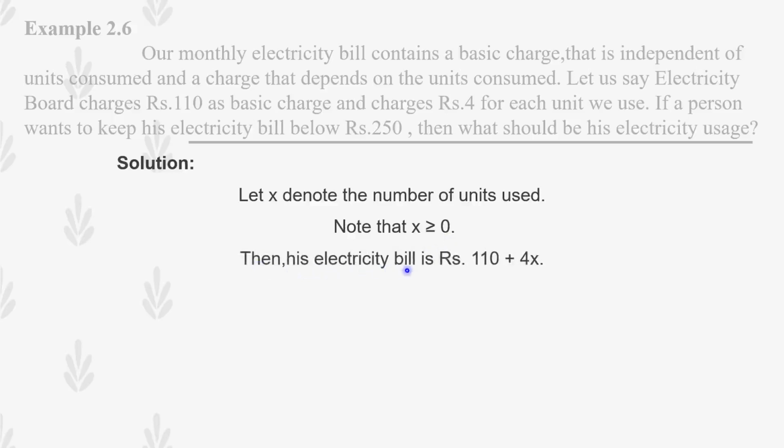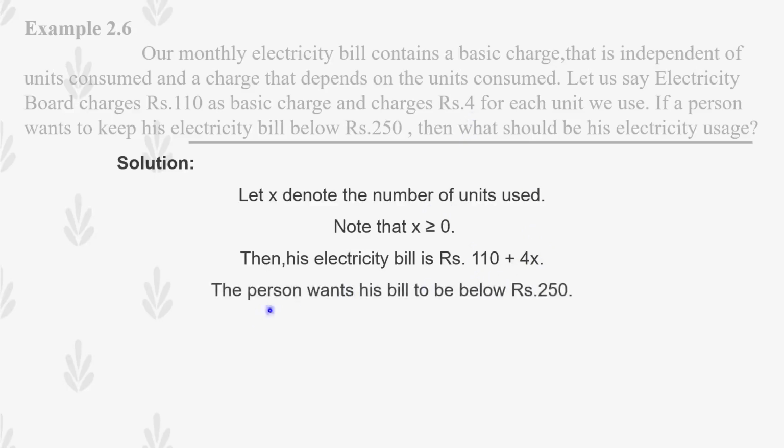Then his electricity bill is rupees 110 plus 4x. That is, the basic charge he has to pay is 110. Along with that, if he has used x units, then x into 4, since 4 rupees per unit is given. So 4x. This much amount only he has to pay.